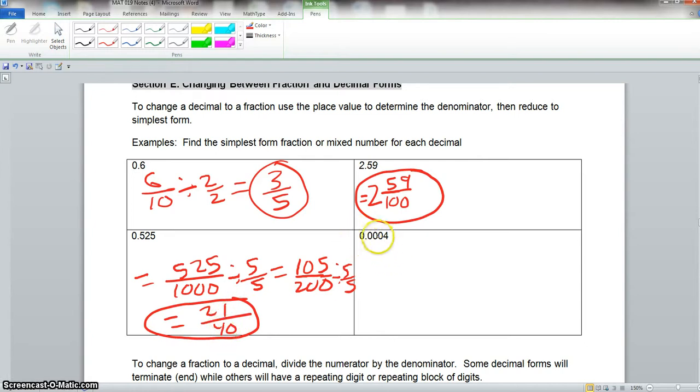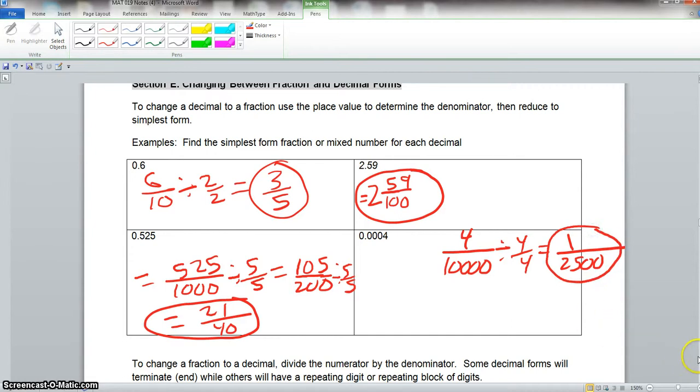Now we go here. We have 0.0004. 4 is in the 10,000ths place. So we'll put 10,000 in our denominator, and 4 would be our numerator. We could divide both of these by 4. 4 divided by 4 is 1. 10,000 divided by 4 is 2,500. And that is our final answer.